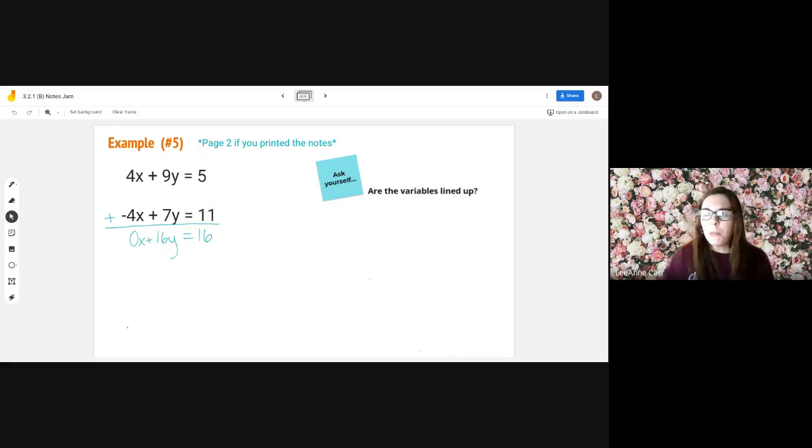And so the whole point of elimination is that we want to eliminate a variable. And looking at what we've just done, I've done that. I've gotten rid of my x's. I have 0 x's, so I can actually cross off our x's. And we're just left with 16y equals 16. Then this just becomes a one-step equation, which is easy peasy. We know it, we love it. All we have to do is divide by 16 on both sides to give us our answer of y equals 1.